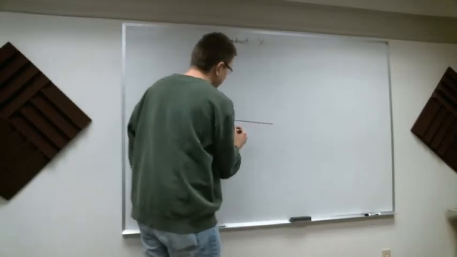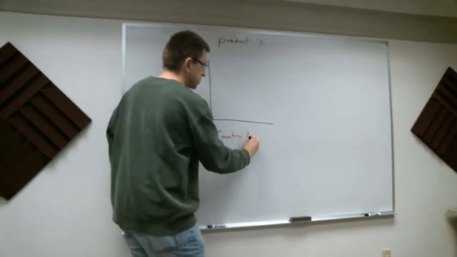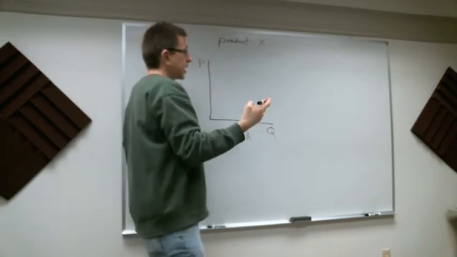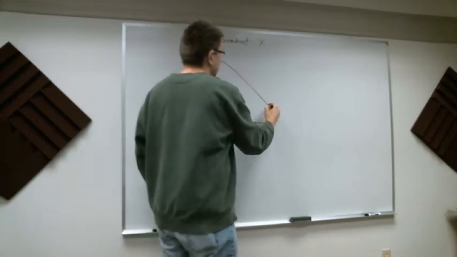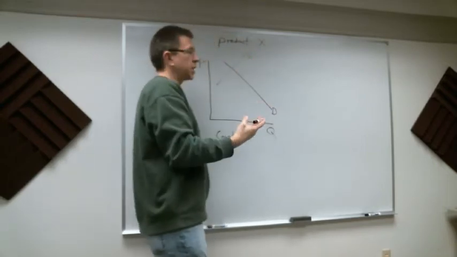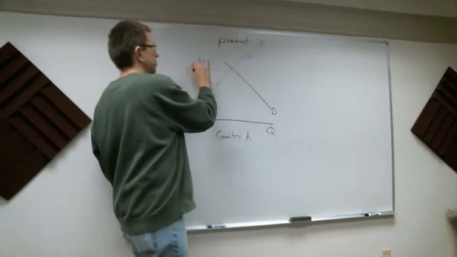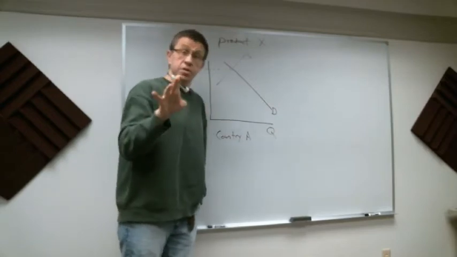And we have country A. And country A has, we'll say, a large demand and a small supply, which makes for a very high price for country A, right? And that is a price for country A if there's no trade.